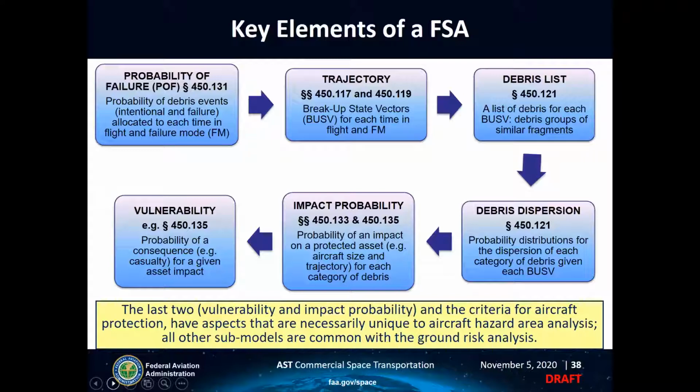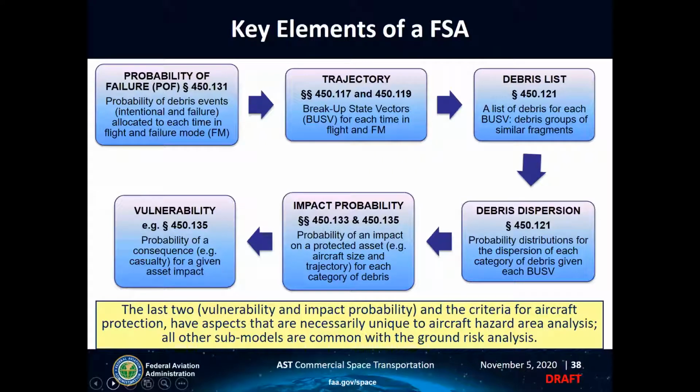After you've characterized that debris, then the analysis proceeds to the lower right, and you would characterize the debris impact dispersions. So now the output is a probability distribution for the dispersion of each category of debris given each breakup state vector. A breakup state vector is the position and velocity at the time that a debris event occurs.